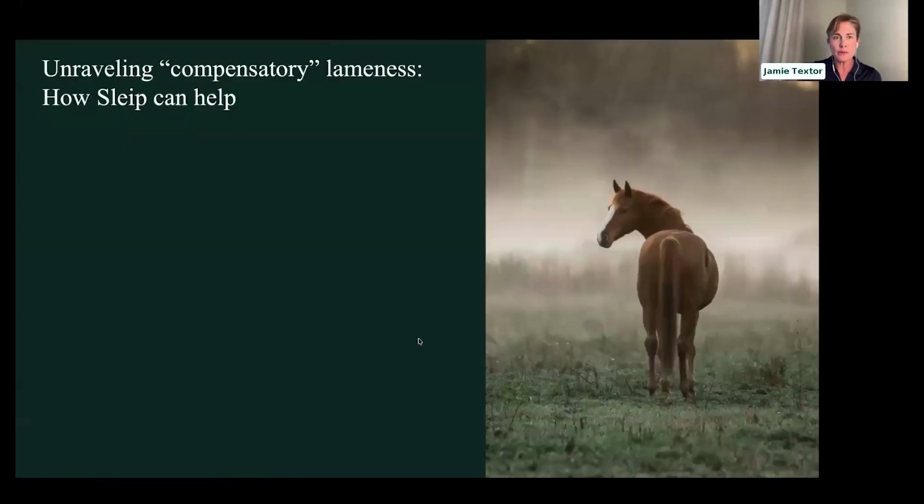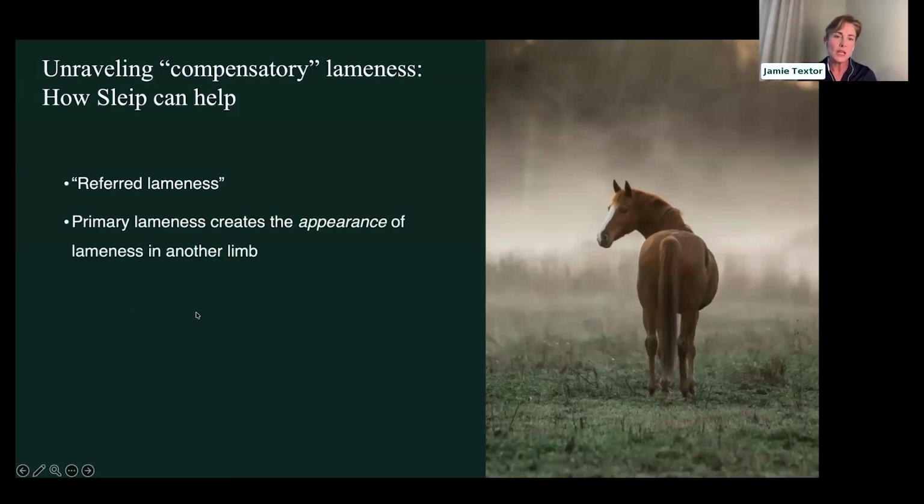So what do we mean when we say compensatory lameness? Frankly, this isn't a term that we use in the States. We would say referred lameness is our more common term. But when we talk about compensatory lameness, we're talking about something that is kind of an optical illusion, or isn't necessarily a real pain-related movement pattern. It's derived from compensation due to lameness in a different limb. That creates the appearance of lameness in another limb just by virtue of the way the horse is trying to compensate with its quadrupedal motion, and that can appear as an asymmetry in a different limb.